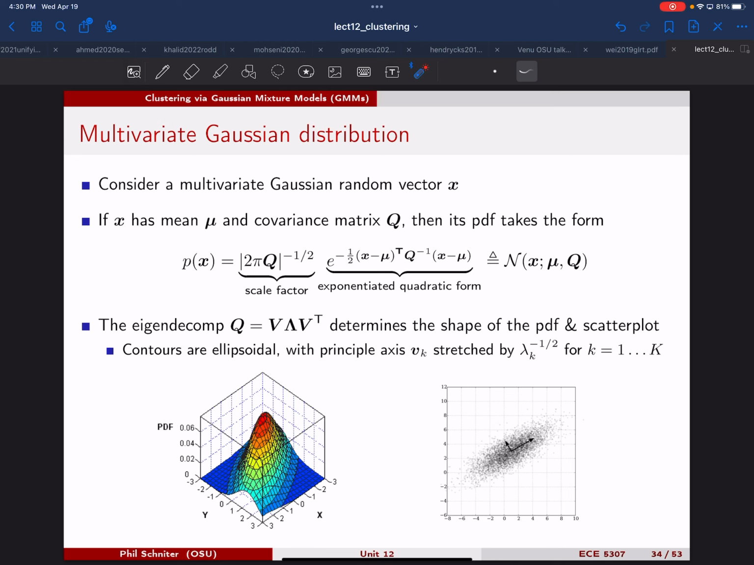And everything else apart from where it's centered, basically how it is stretched in those two directions, is determined by the covariance matrix Q. Those are the only two parameters of this distribution: the mean and the covariance matrix Q.